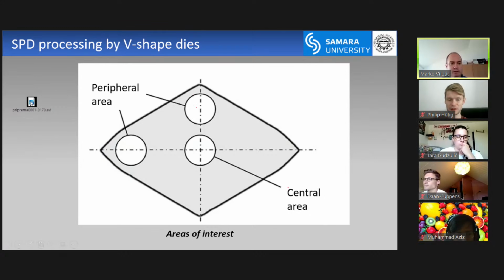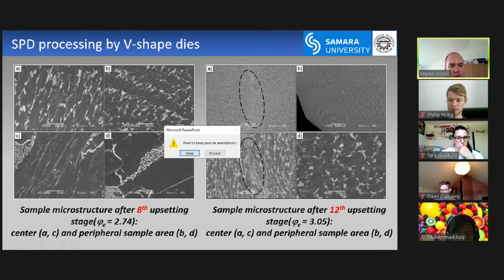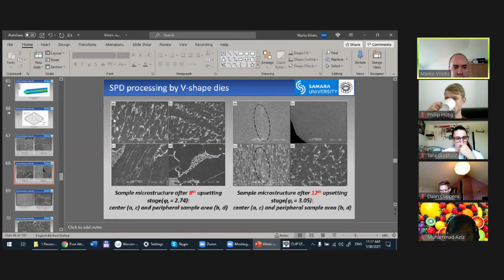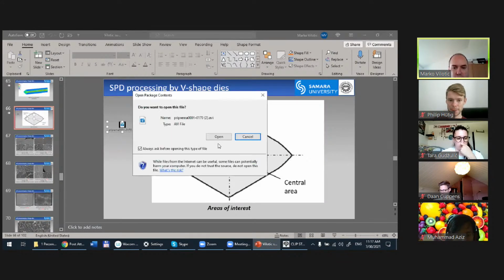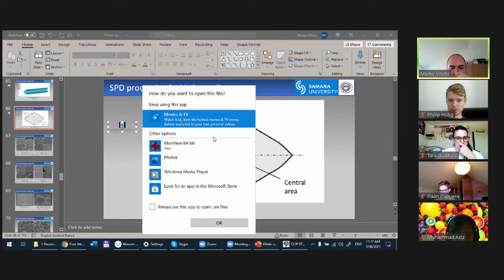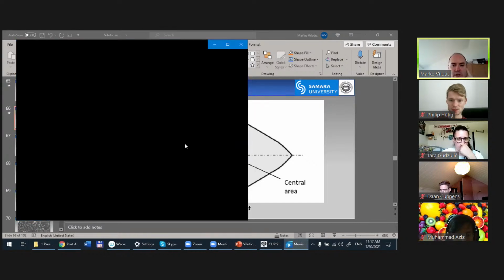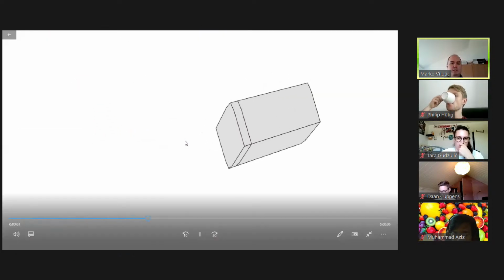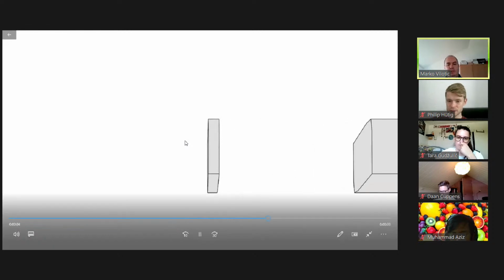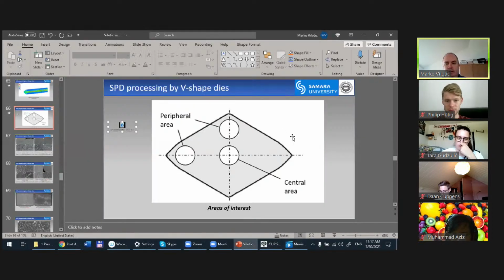Let me just play, sorry. It's not working. Just 1 second. I'll show you. Okay, I can open the movie. I just want to show you how I cut the sample. So it was something like this. I just cut it in the center and I got something like this.